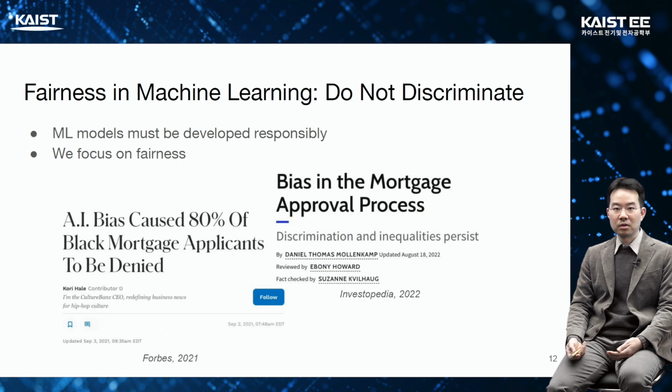We focus on the problem of fairness in machine learning, where the goal is to not discriminate. So this is, again, one of the objectives of responsible AI. And below, you can see some examples of where fairness can be a critical issue. On the bottom left, you can see the headline saying that AI bias caused 80% of black mortgage applicants to be denied. So it's actually a serious problem. If you just use AI without any thought, sometimes it may just discriminate against different races or different genders and so on.